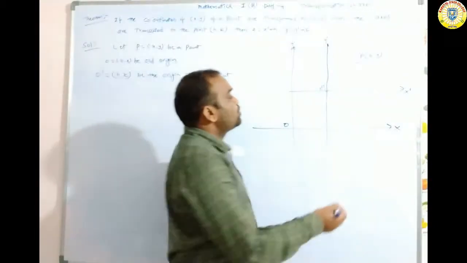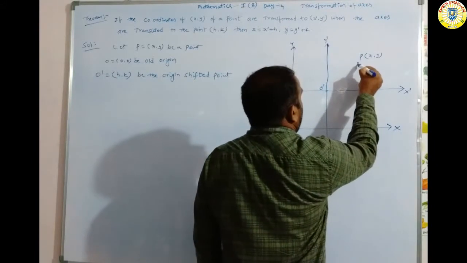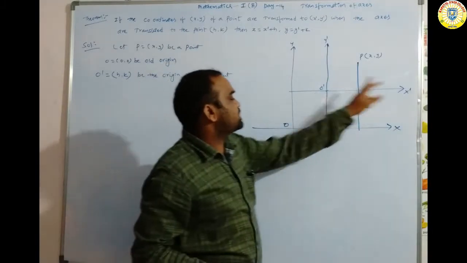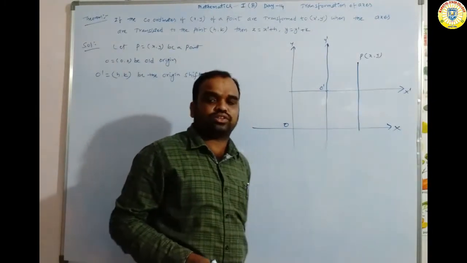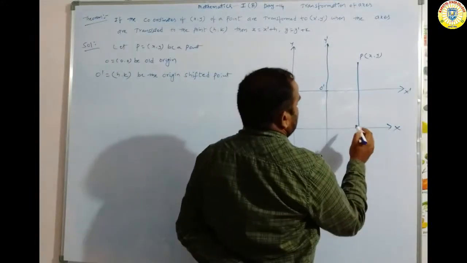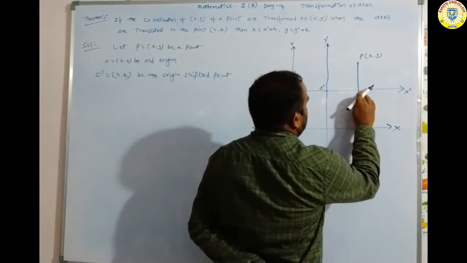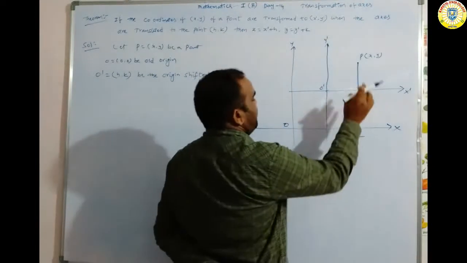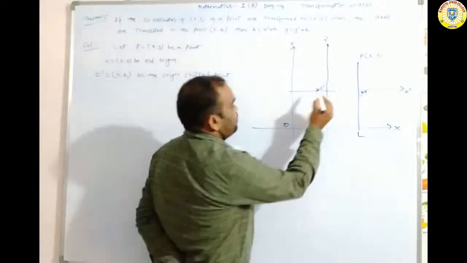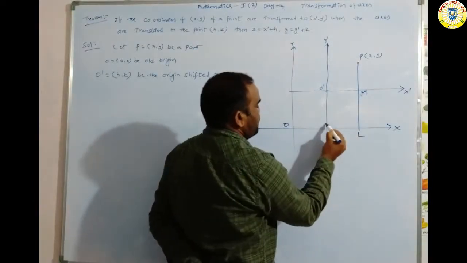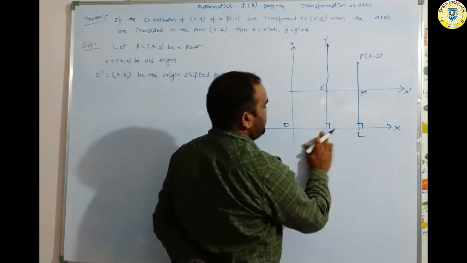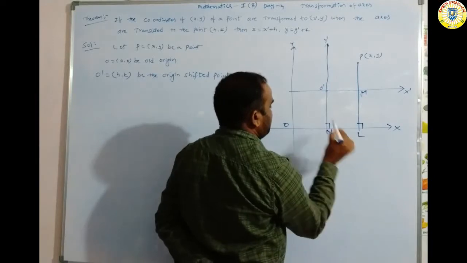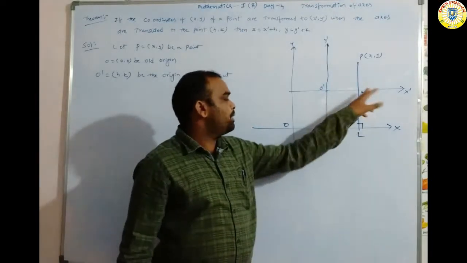Now we draw a perpendicular line from P to the O dash X dash axis and the OX axis. Here we take these points as capital L and capital M. From the point O dash we also draw one perpendicular line, which meets the x axis at capital N, so L, M, N.